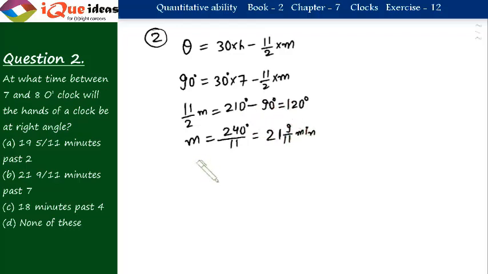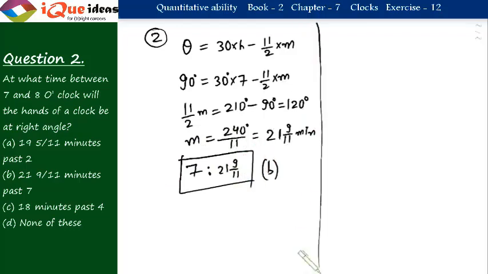So this is the required value of time. That means the moment would be 7:21 9 by 11 minutes, right? So if you look at the options, it is 21 9 by 11 minutes past 7. That is option B. If you apply the other method, that is the distance method, let's see.